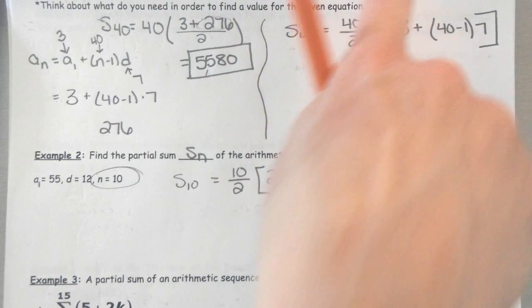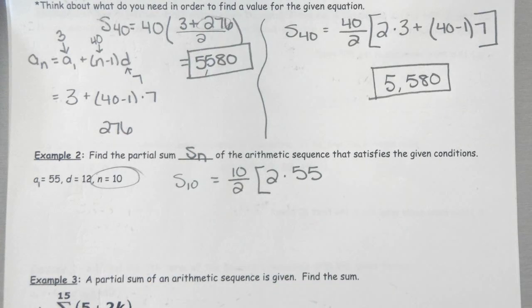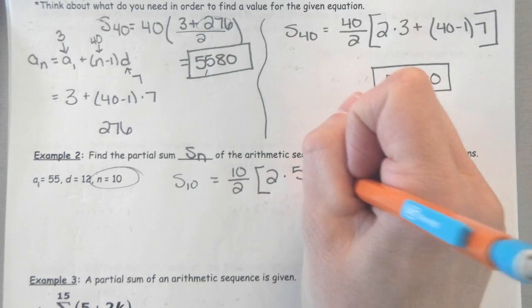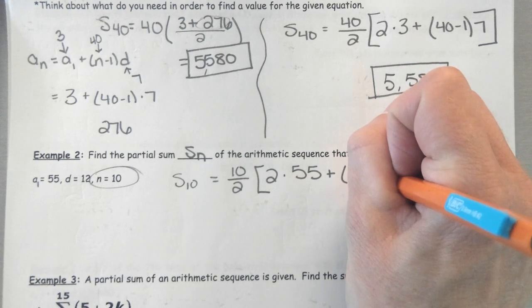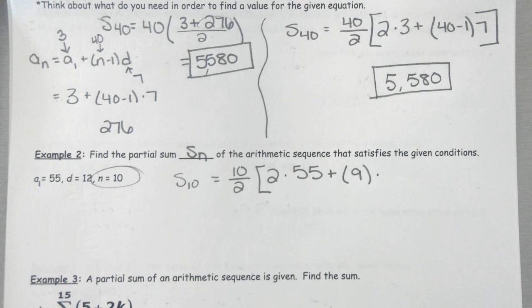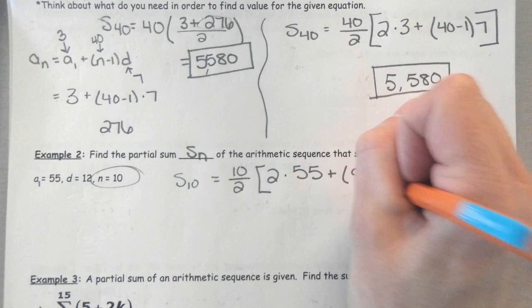So 2 times a sub 1. A sub 1 is 55 in this case. Plus n minus 1. So that'd be 10 minus 1, which is 9. Times my constant difference. What was my constant difference? 12.